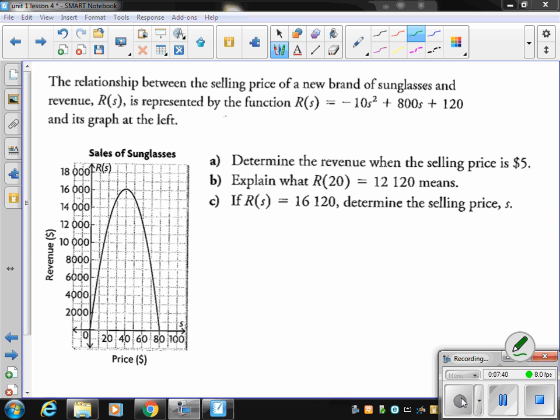Let's have a look at an example. The relationship between the selling price of a new brand of sunglasses and the revenue is represented by the function r of s equals negative 10s squared plus 800s plus 120. And here's its graph. It is a quadratic. It says, for A, determine the revenue when the selling price is $5. So we are asking you to find the revenue when s equals 5.